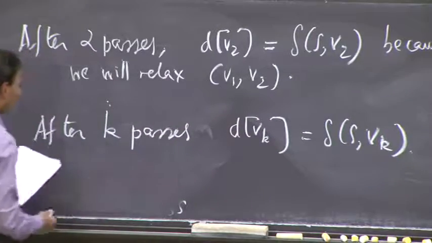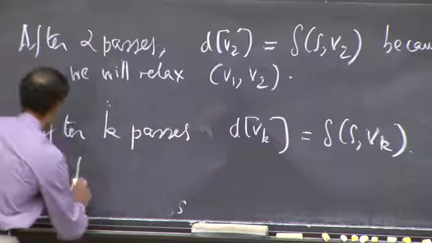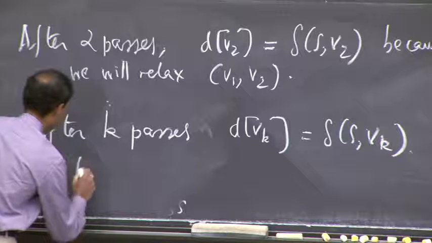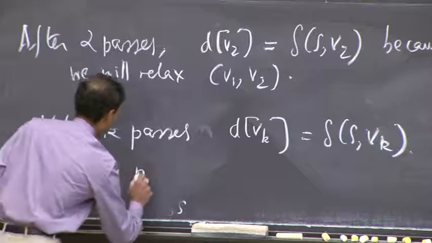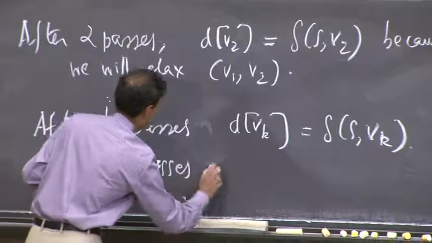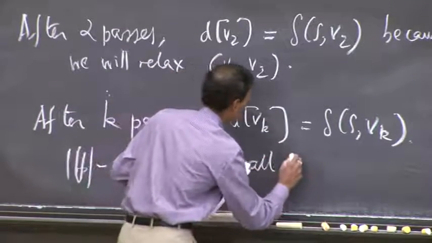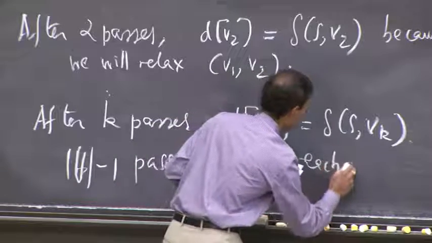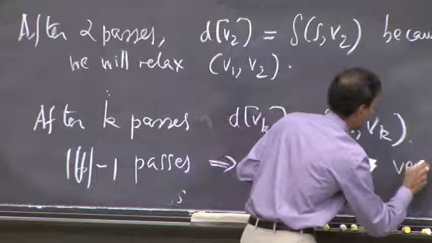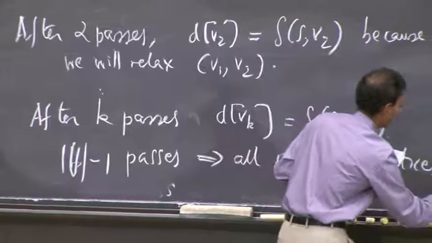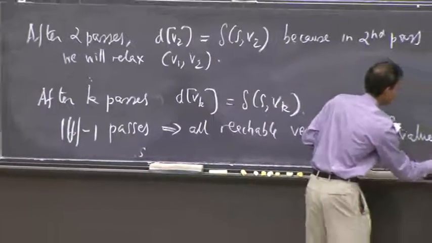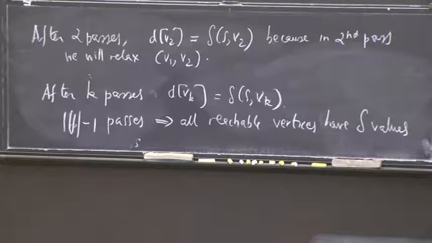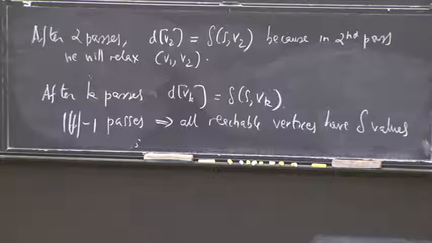And since I run through V minus 1 passes, which is what I do in the algorithm, all reachable vertices have delta values. Right? That's basically it. Any questions?